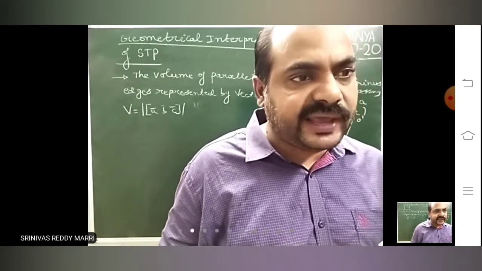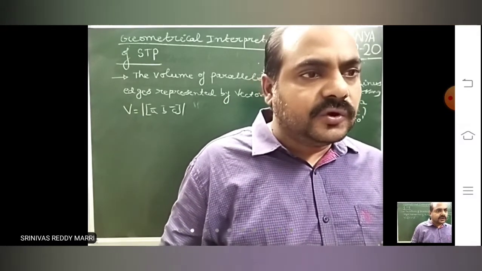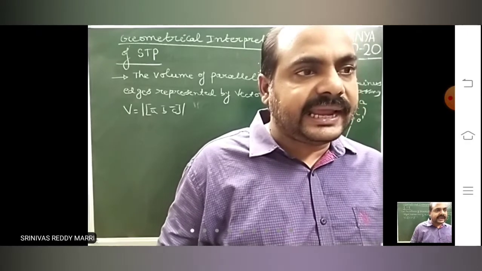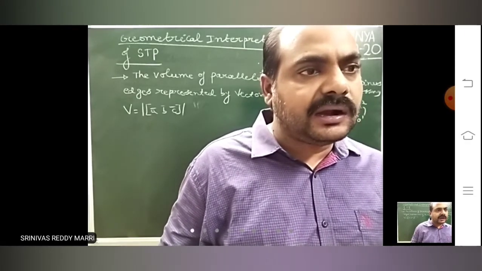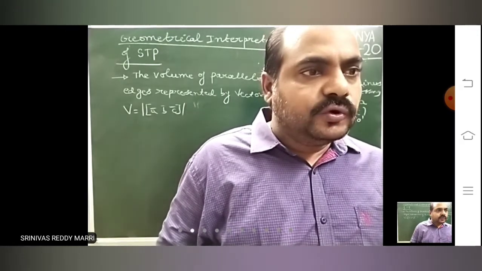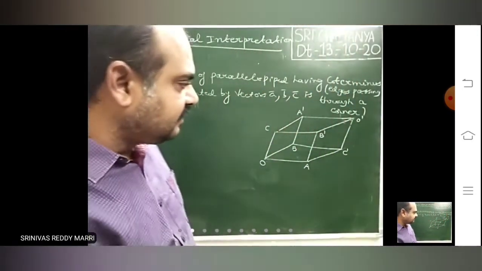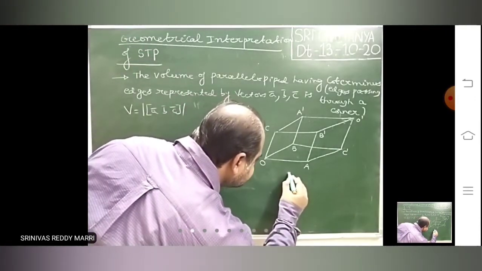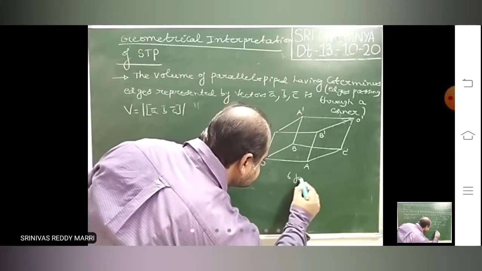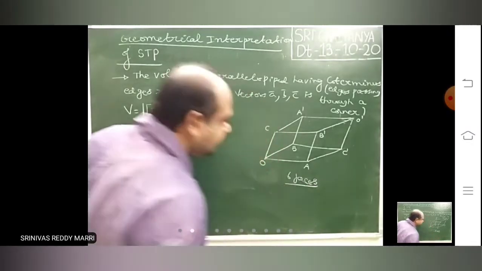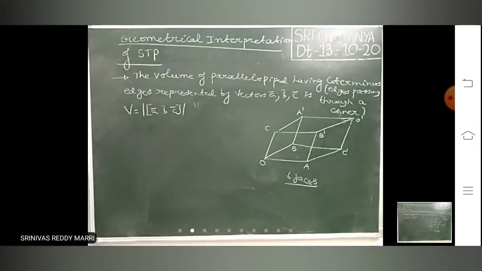If the faces are parallelograms, it is called a parallelepiped. If the faces are squares, it is called a cube. If the faces are rectangles, then it is called a rectangular parallelepiped or a cuboid. Now I have taken the parallelograms. Here, 6 faces will be there.